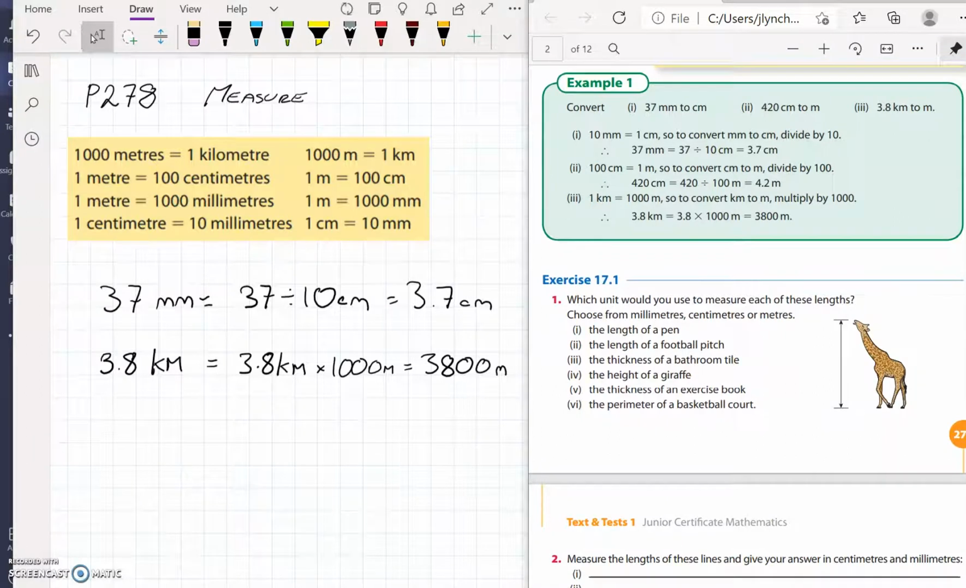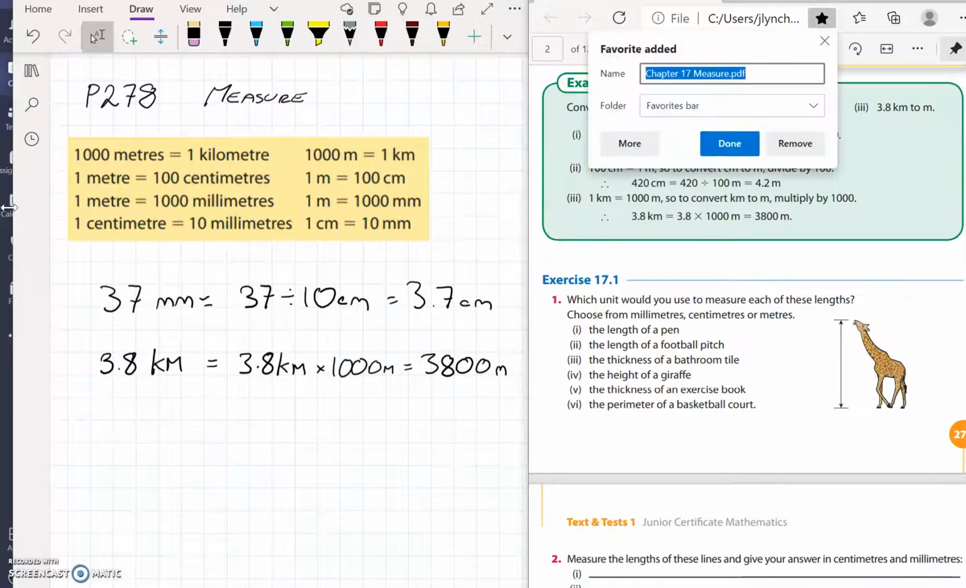I suppose the next thing is when you're going to measure something, you have to know what unit to use. So exercise 17.1, we'll have a look at this for a minute. Which of these units would you use to measure each of the lengths of these? Now, you could use any unit to measure them realistically, but the length of a pen, in my opinion, you would use millimeters. You could argue you'd use centimeters as well, but I would use millimeters. Why? Because it's more accurate.